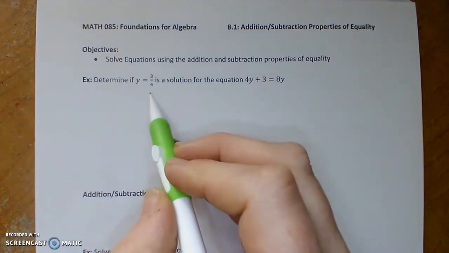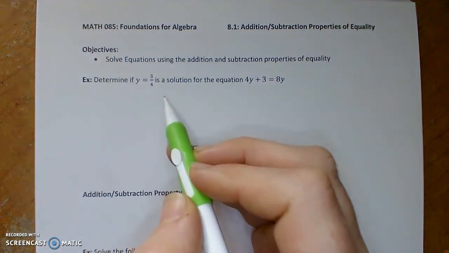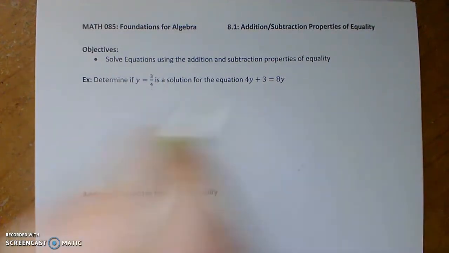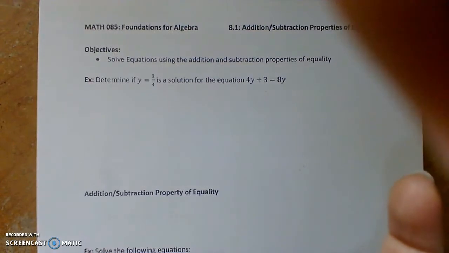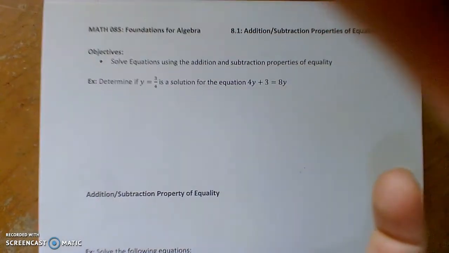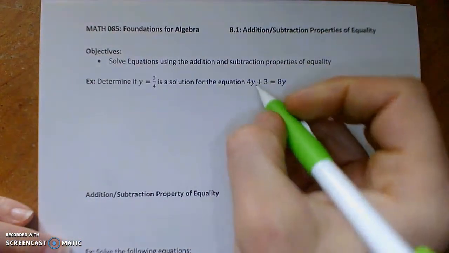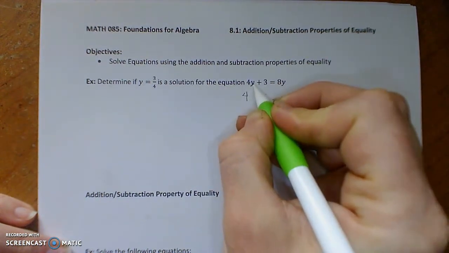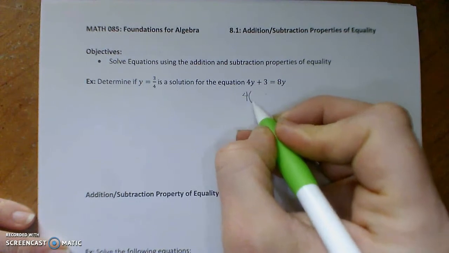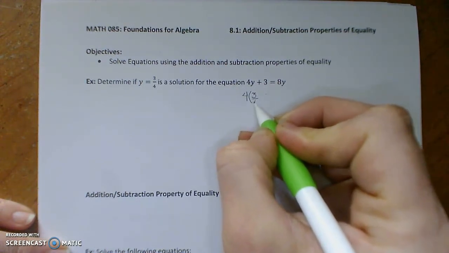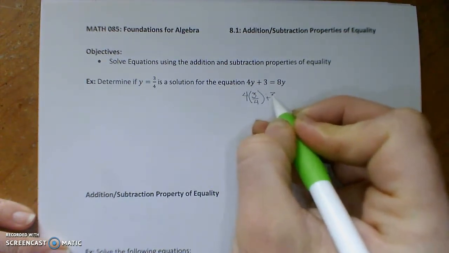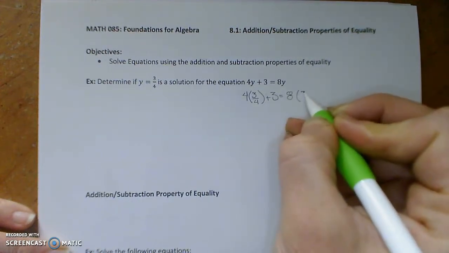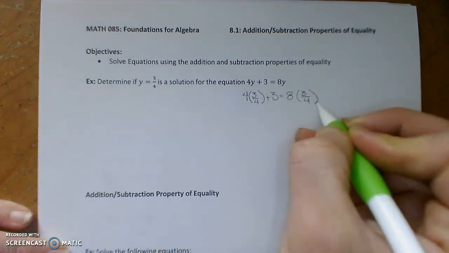In order for this to be a solution, if you replace y in the equation with the number 3/4, you should end up with a true statement. So let's go ahead and do that and see if it computes to a true statement. 4, where there's a y, I'll replace it with the number 3/4, plus 3 equals 8 times y, which is 3/4.